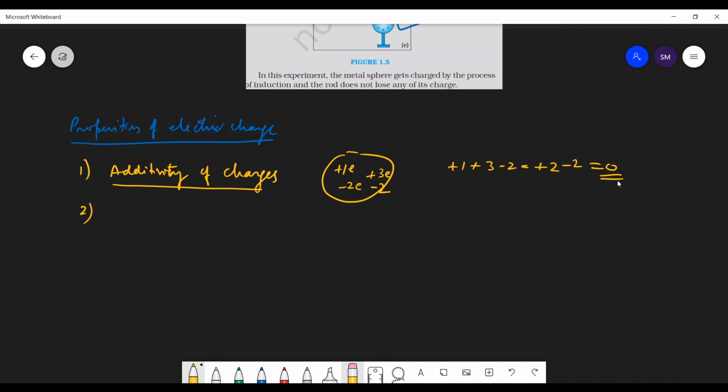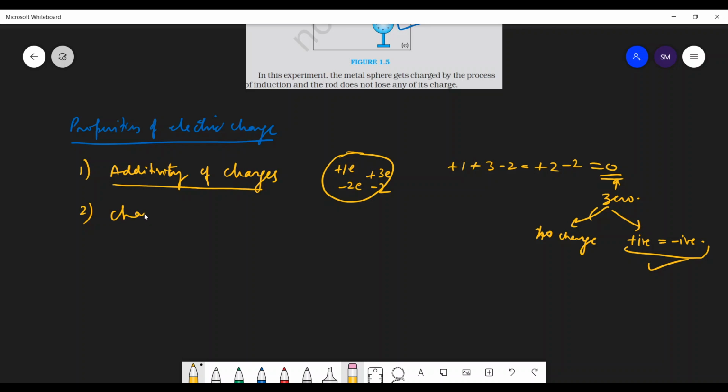So what does this mean? Net charge is 0 doesn't mean that there is no charge. There can be two possibilities. 0 means there can be no charge, or the possibility is that positive charge is equal to negative charge, and they cancel out each other, and the net charge is 0. So both things can be there, but this is the thing that we deal with more frequently.